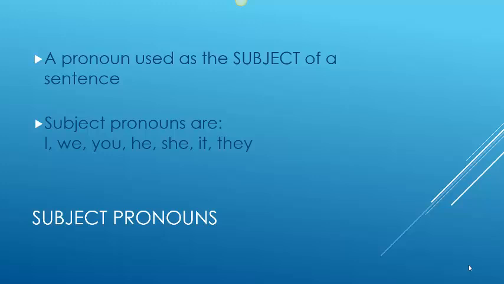Here are the subject pronouns. There are 7. I and we are both first person. You is second person. That can be used as singular or plural. He, she, it, and they are all third person.